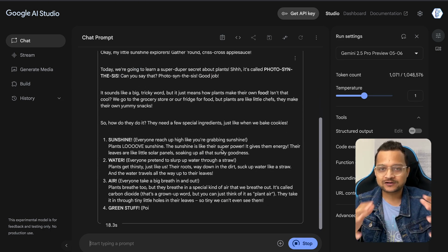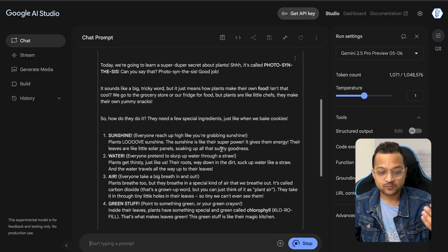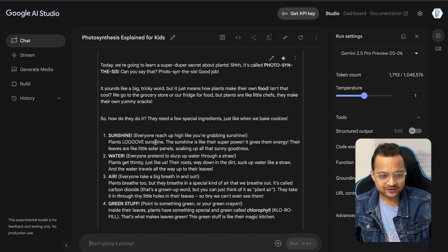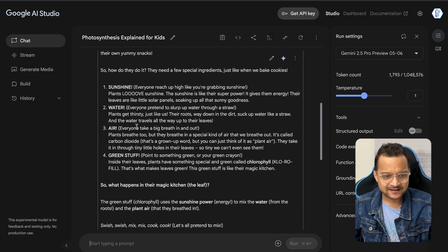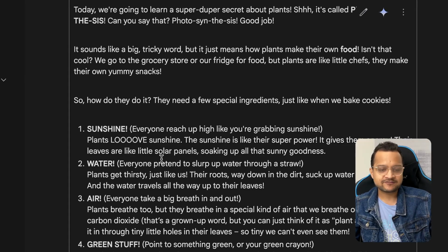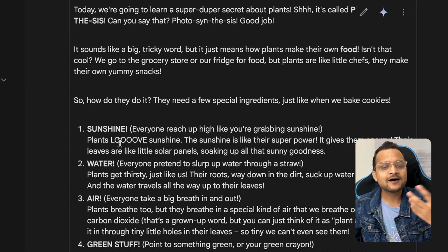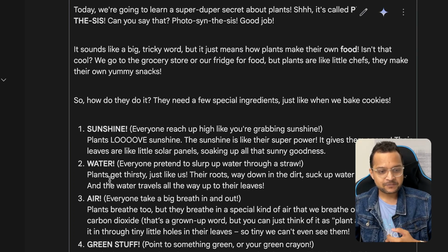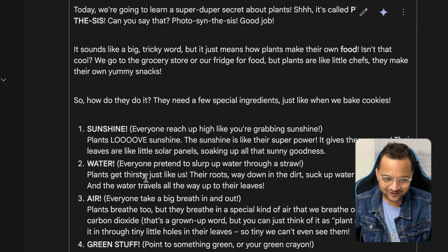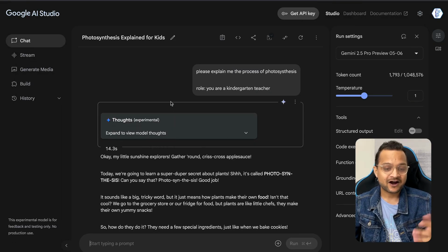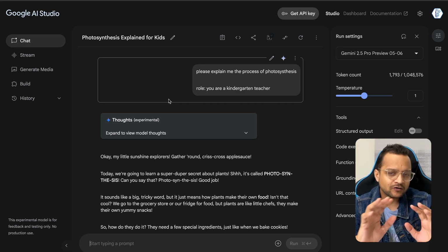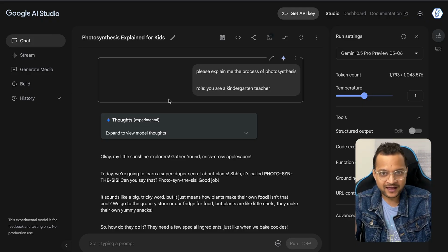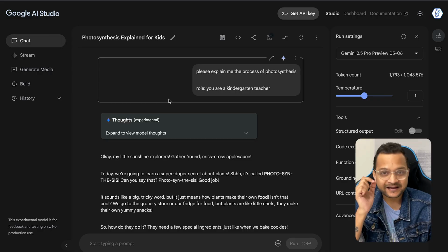Cool. These two responses are totally different. Previously, since it was a motivational speaker, we got motivated words and a lesson from every step, but this time it's really explaining in a very simple way so that a 5-year-old can also understand. Plant loves sunshine. The sunshine is the power, superpower. It gives them energy. Plants get thirsty like us. So all of these things are explained like a kindergarten teacher. So that is really important. So always try to use the role so that the AI model will be focused and provide you a to-the-point and accurate answer.